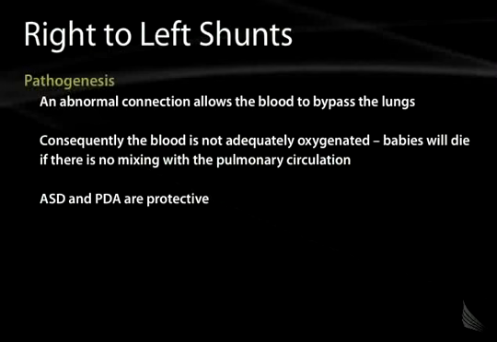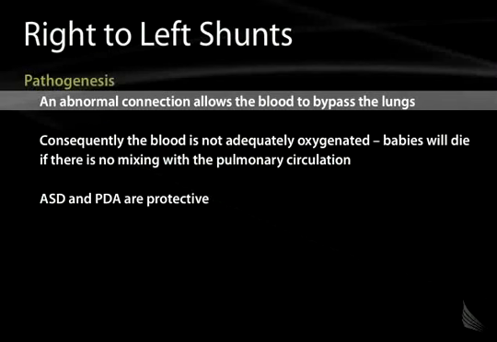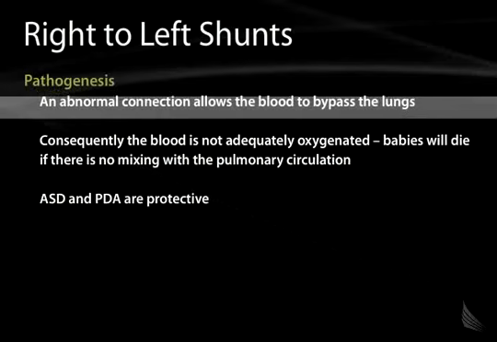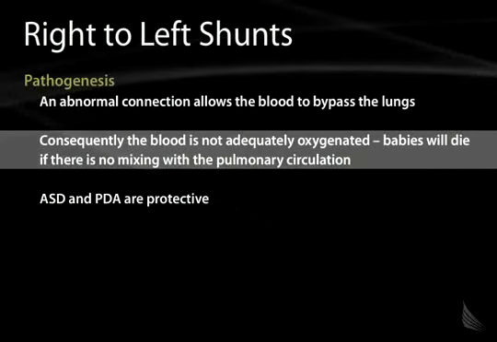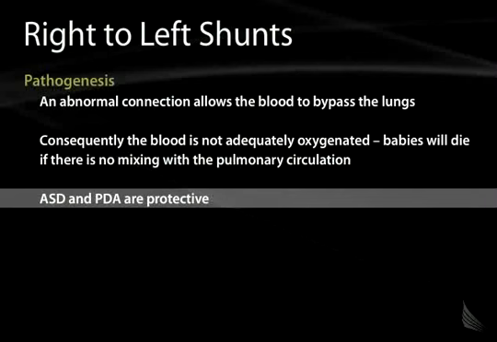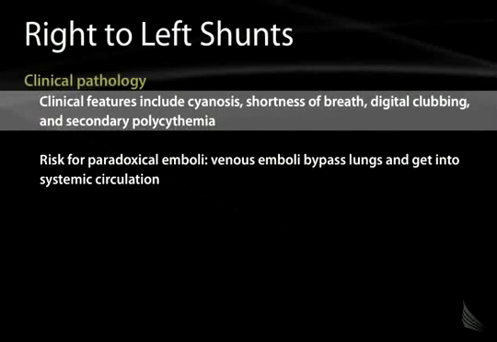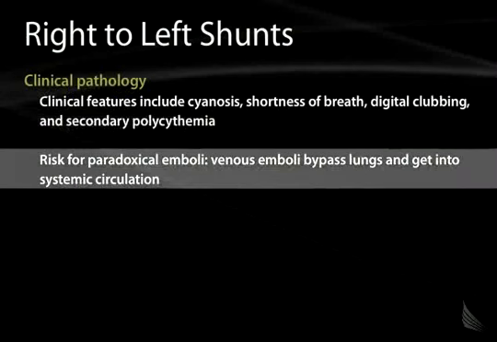Right to left shunts consist of an abnormal connection which allows the blood, again, to bypass the lungs. Consequently, the blood is not adequately oxygenated, and babies will die if there is no mixing with the pulmonary circulation. Atrial septal defects and patent ductus arteriosus are protective in these patients. Clinically, these patients will have cyanosis, shortness of breath, digital clubbing, and secondary polycythemia. They are at risk for paradoxical emboli because of their right to left shunt. Venous emboli bypass the lungs and get into the systemic circulation.